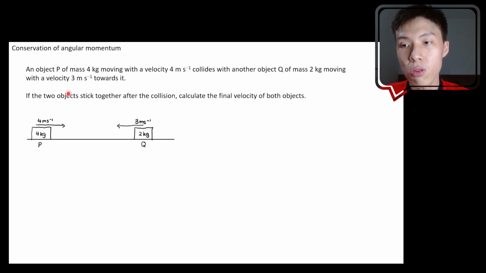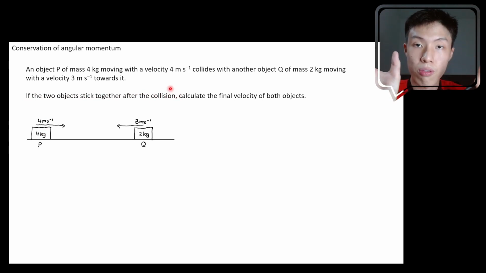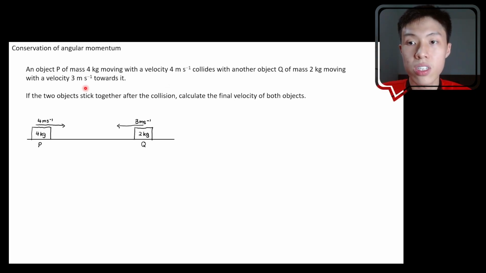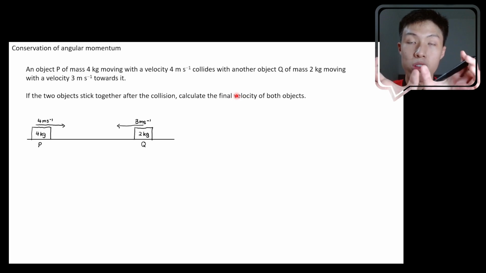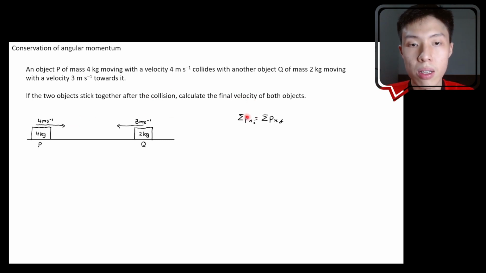Now they say the two objects stick together after the collision, which means that after the collision they will move together and will not separate from each other. When you see the words stick together, you know that these two objects will share the same common final velocity after the collision, because they are moving together. So how we do this question is we say that the sum of linear momentum initial equals the sum of linear momentum final.